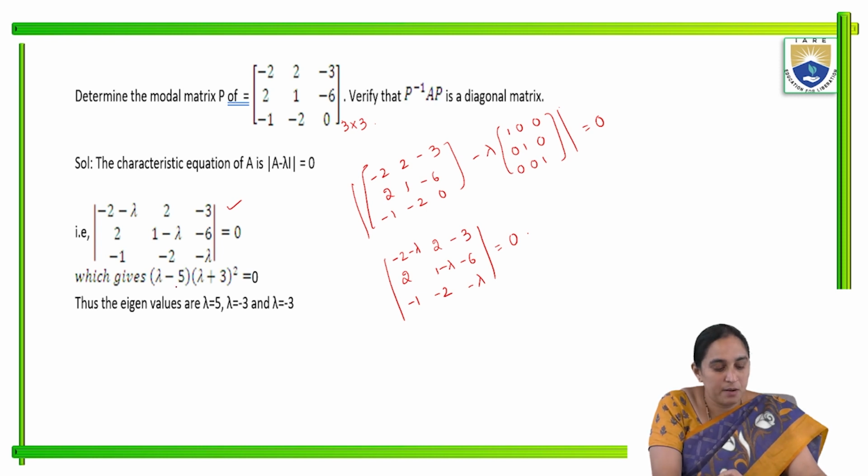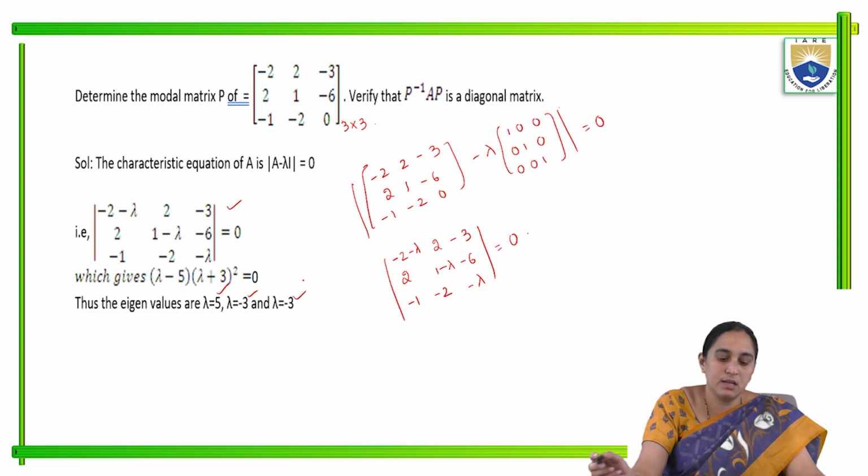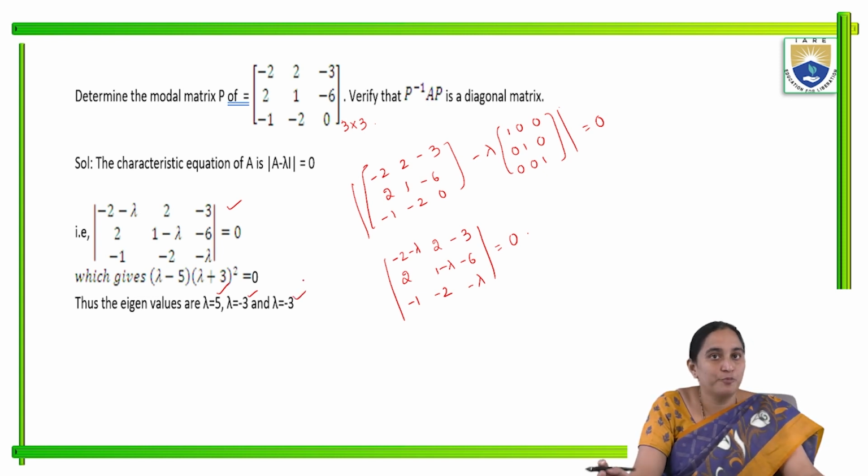From that, lambda minus 5 into lambda plus 3 whole square is equal to 0. From that, what about the lambda values? Lambda is equal to 5, lambda is equal to minus 3, and lambda is equal to minus 3. Here we get one distinct eigenvalue and the remaining two are similar eigenvalues, right? For the two similar eigenvalues, is the given matrix diagonalizable or not?